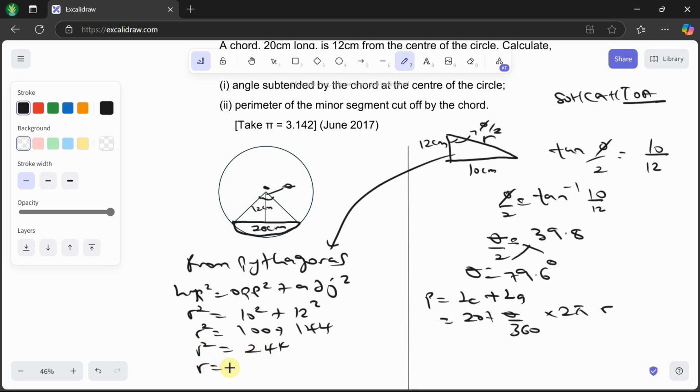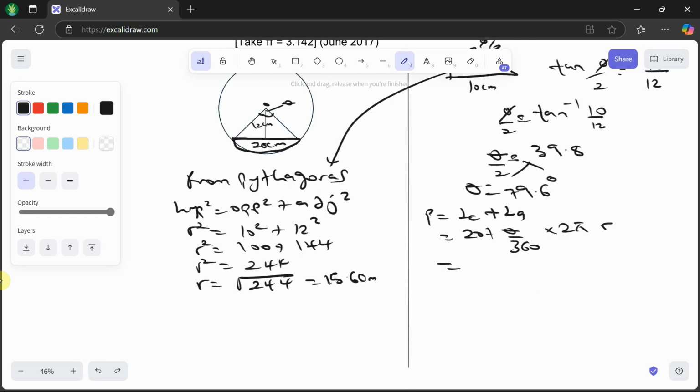So our r will be equal to square root of 244, and if you find the square root of 244, that will give you 15.6. So our r is 15.6 centimeter. So now that we have the r, we can now substitute and say this will be 20 plus our theta here is 79.6 all over 360 times 2 times pi. Pi has been given as 3.142 in the question, then times r. R is 15.6.